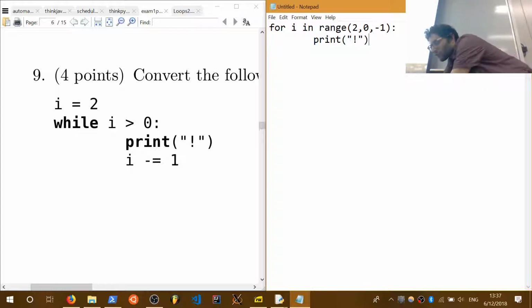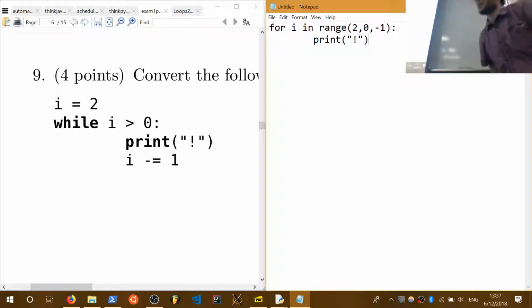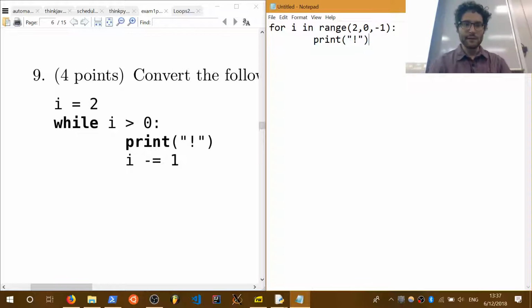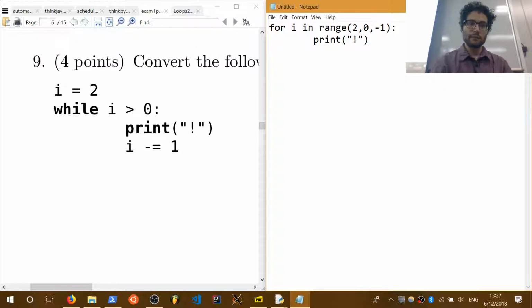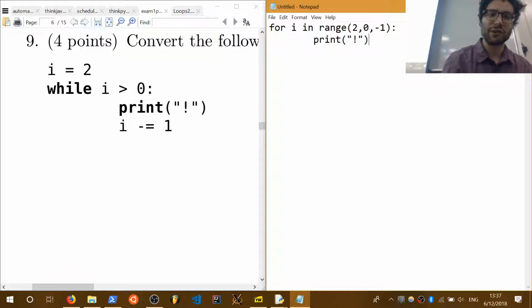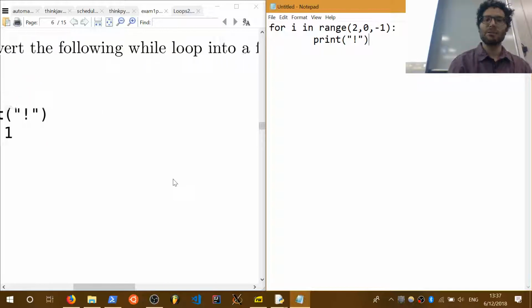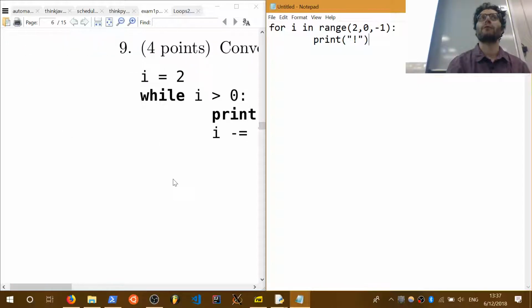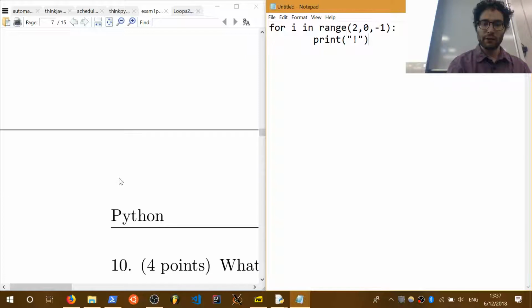So it's just a matter of figuring out what those values in there are. It's just going to print out 2 exclamation points. I'm telling you, the key here is to convert the loop rather than printing out what it goes on.